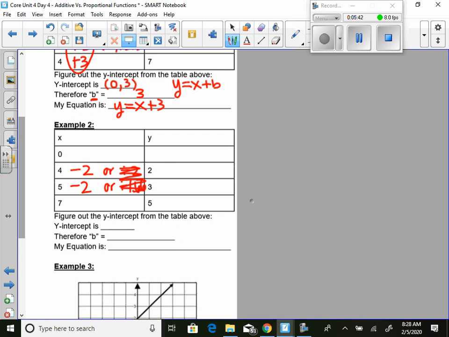So 7 goes in, 5 comes out. I know that that is minus 2. And this rule is working every single time. So if I'm using this rule and 0 goes in, I still have to subtract 2. So 0 minus 2 gives me negative 2. And that tells me my y-intercept, because my y-intercept is whenever x is 0. So (0, -2) is my y-intercept. And from there, I know that -2 is b. Thinking back to y equals x plus b, I can plug that in and figure out that my equation is y equals x minus 2.